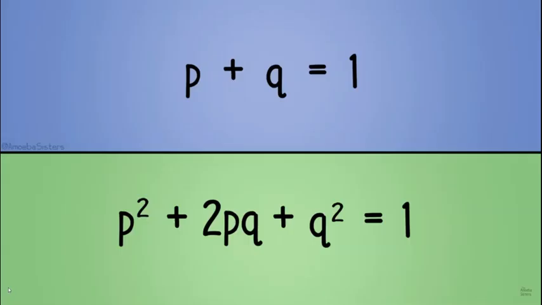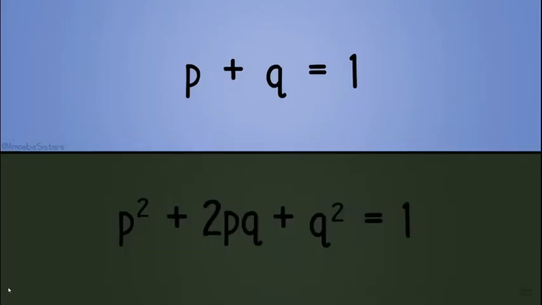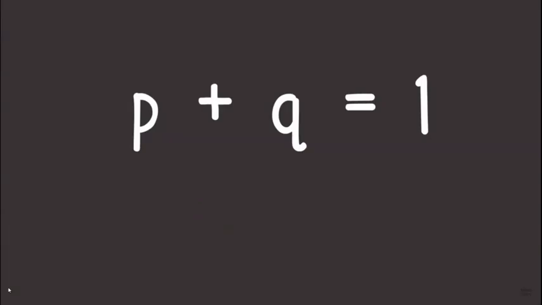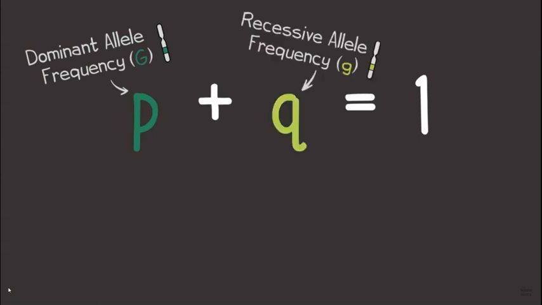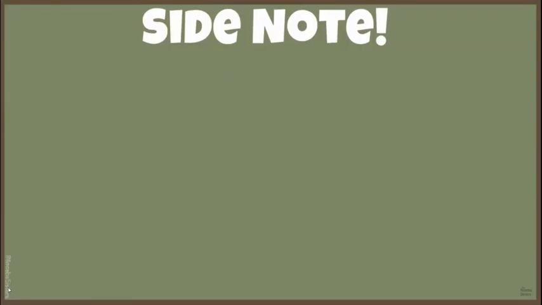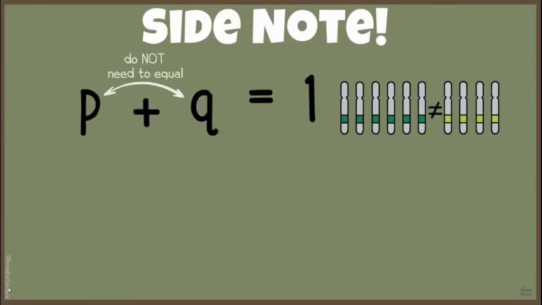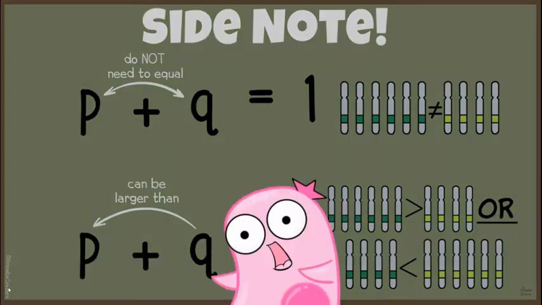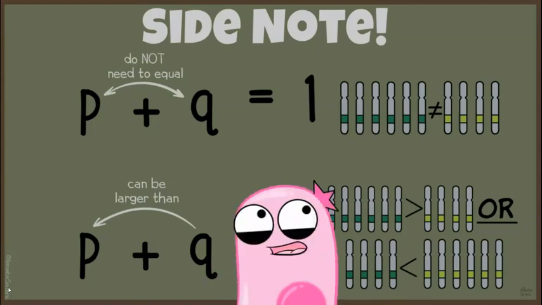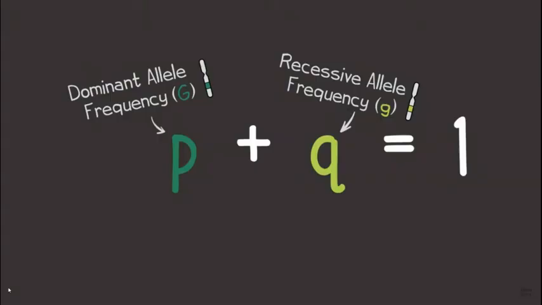So there are 2 equations in Hardy-Weinberg equilibrium that we will focus on. We're going to start with the first one. p plus q equals 1. In this equation, p is the dominant allele frequency in the population, and q is the recessive allele frequency in the population. By the way, Hardy-Weinberg equilibrium doesn't mean that p has to equal q, and the dominant allele frequency in any population doesn't have to be larger than the recessive allele frequency. That's a misconception because dominant alleles aren't always the more common allele. The equation does say that the dominant allele frequency and the recessive allele frequency have to equal 1.